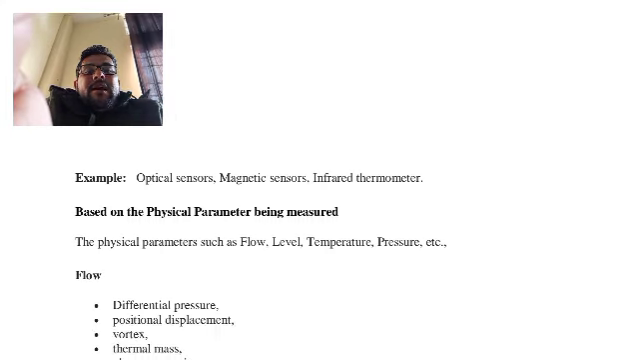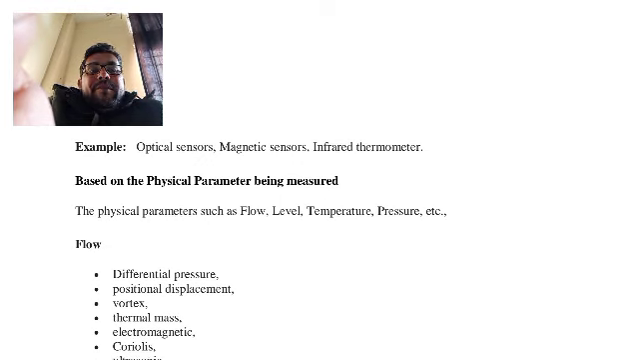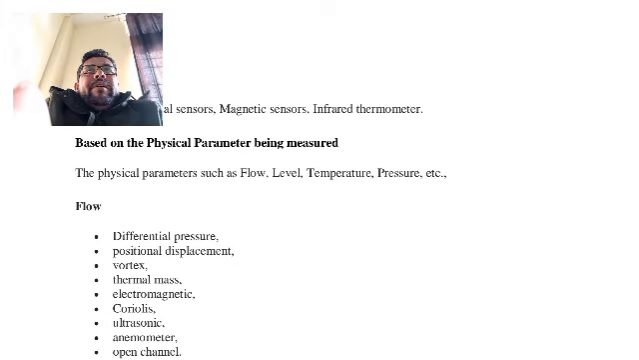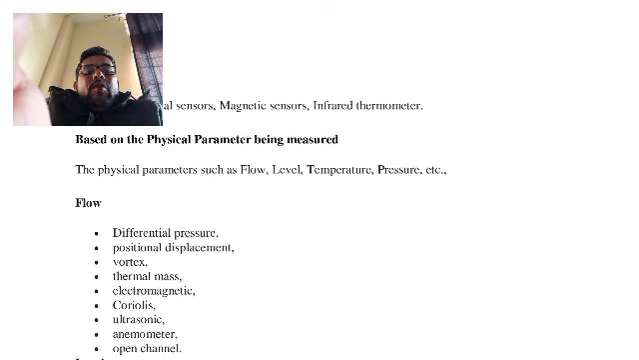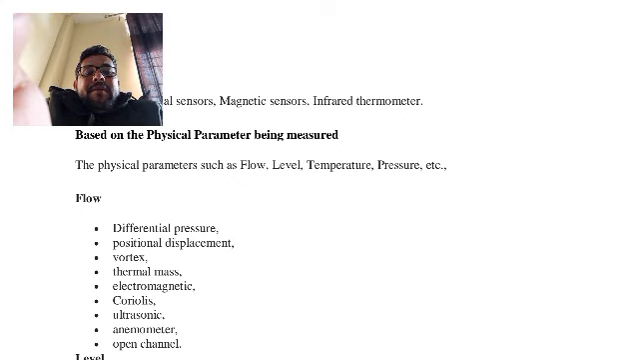Third, classification based on the physical parameter being measured. Physical parameters mean flow, level, temperature, and pressure. If we talk about flow measurement, the methods include differential pressure, positive displacement, vortex, thermal, and mass flow meters.